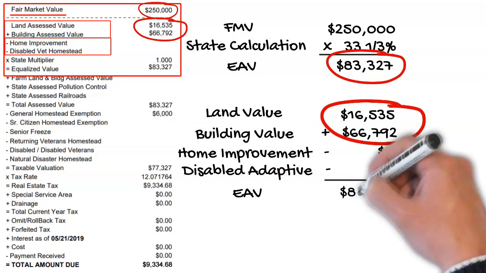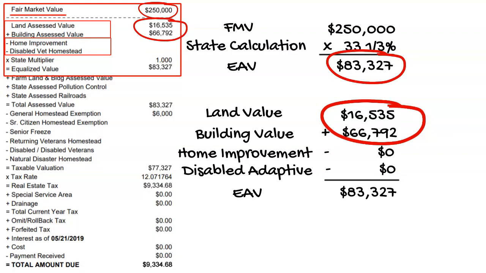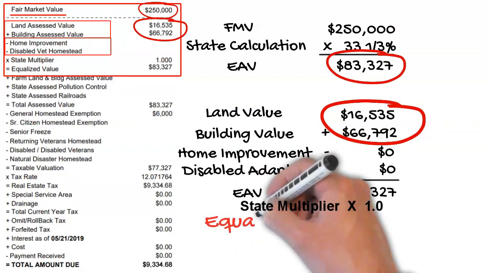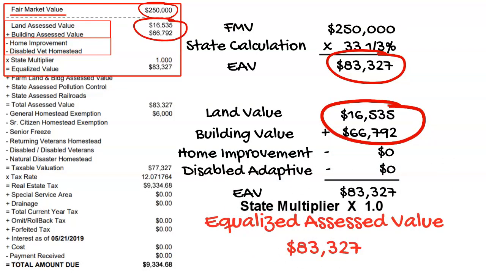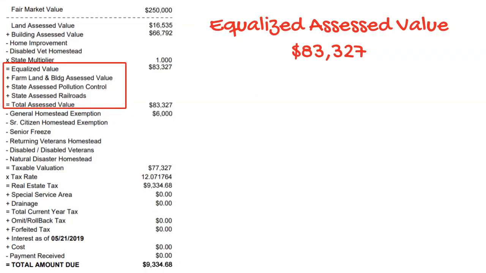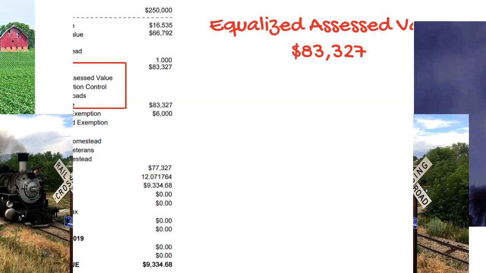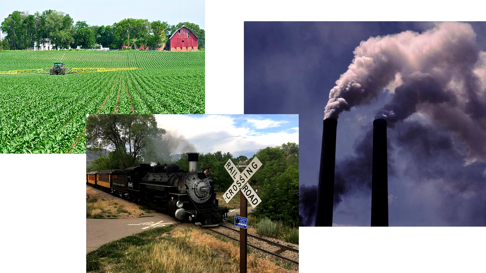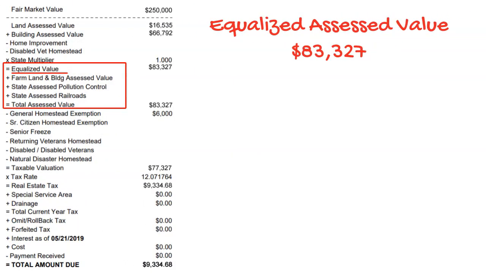Now the bill adds the land assessed value and building assessed value, then subtracts the home improvement and disabled vet exemptions. That sum is multiplied by the state multiplier, which is currently set to 1. And this brings us to your property's equalized value. The next section takes your equalized value and builds on it by adding value for farmland and farm buildings, which are assessed at 1/3 of the economic value to the farm, as well as add-ons for polluters and railroads.